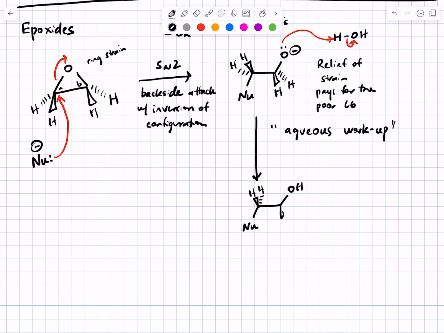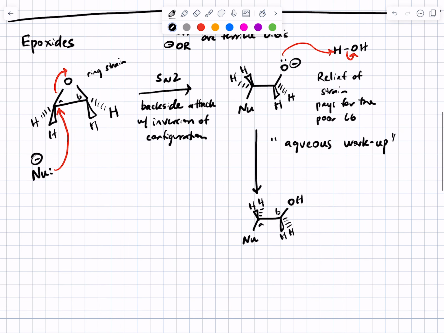Now, my product is going to have my nucleophile on carbon A and my OH group on carbon B. This pattern of 1,2 nucleophile and OH on adjacent carbons, that 1,2 substitution pattern, is characteristic for opening up of an epoxide.